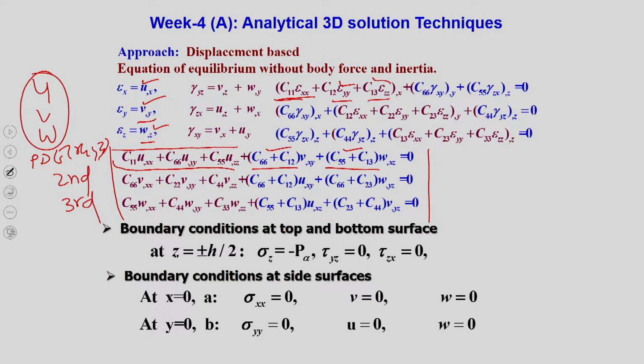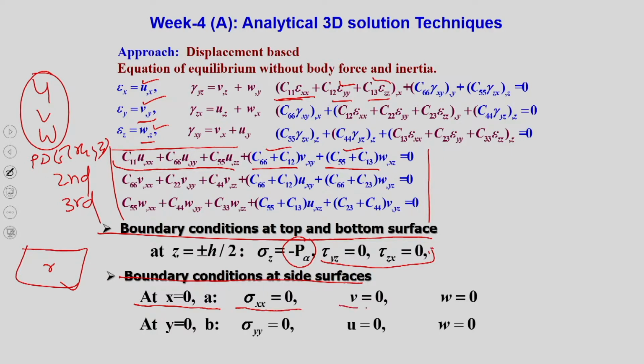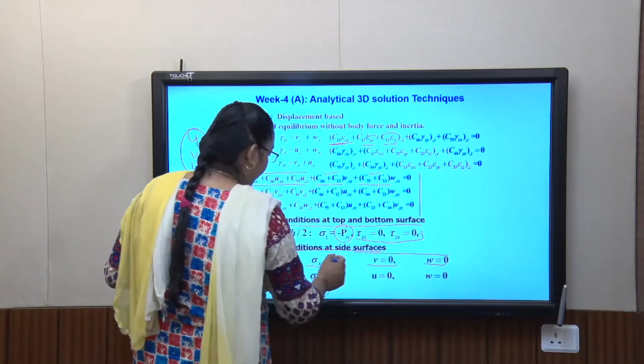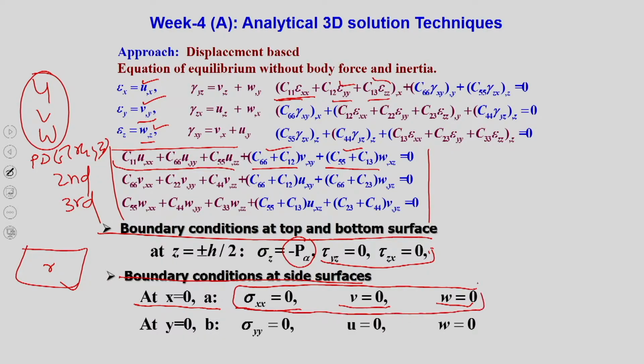So, now we have to frame up the boundary conditions. First, the boundary condition at the top and bottom of the plate: at the top we apply only pressure load, and shear traction free boundary conditions, tau yz and tau zx are 0. Then the boundary condition at the side surfaces at x equal to 0 and a should be simply supported. So, those variables sigma xx, v and w need to be 0.